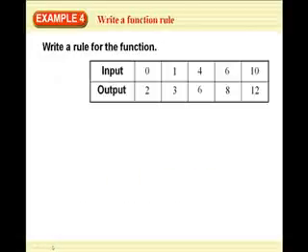Okay? So write a rule for the function. In this case, I've got to figure out what am I doing to the input to get the output. So what I do is I just try to say, what do I do to this number to get this number? And it has to be the same for each one. So what do these all have in common if you look from this one to this one? You notice 2, add 2, add 2, add 2.